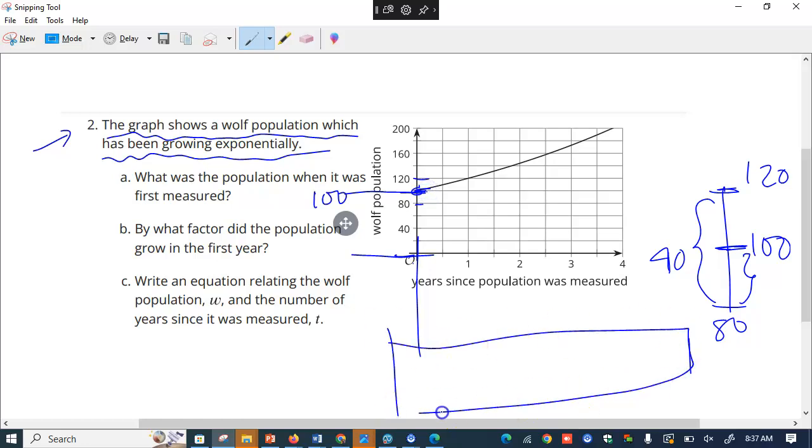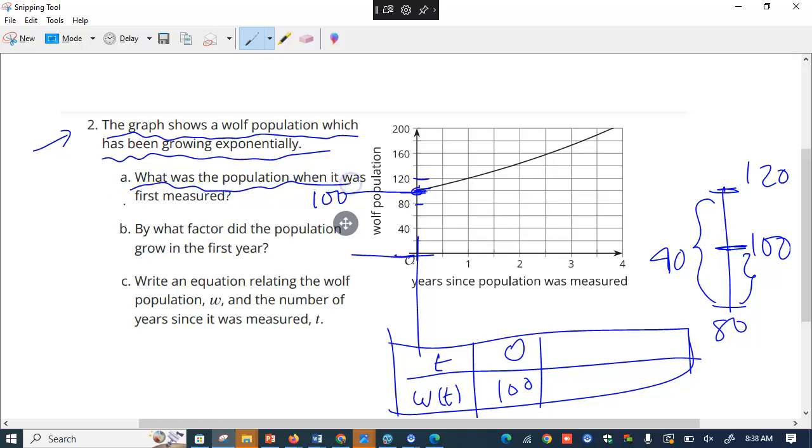So what this basically means, if you make a simple table, in the beginning 0 is 100 like this. t is the number of years, and wolf starts with w, so W(t). We also want to model a mathematical equation for this scenario. So the first part is done. What was the population when it was first measured? We got 100. So that's the A part. A in the beginning is 100.